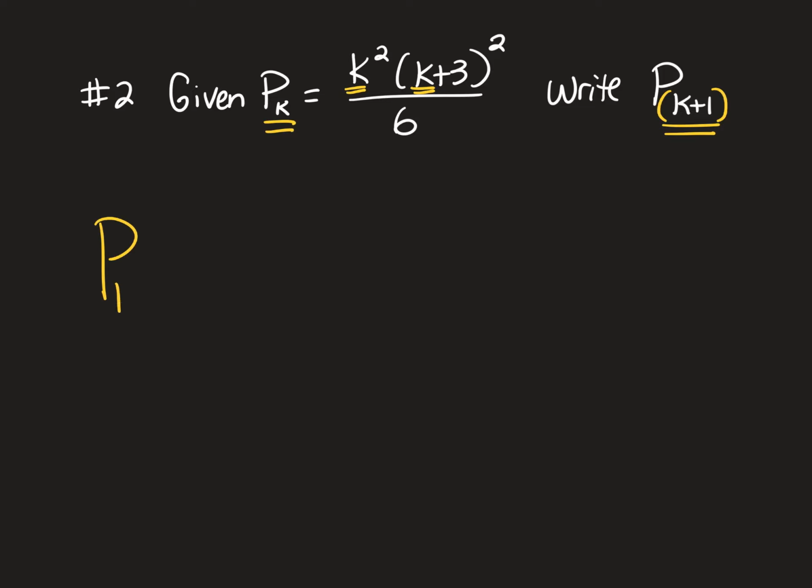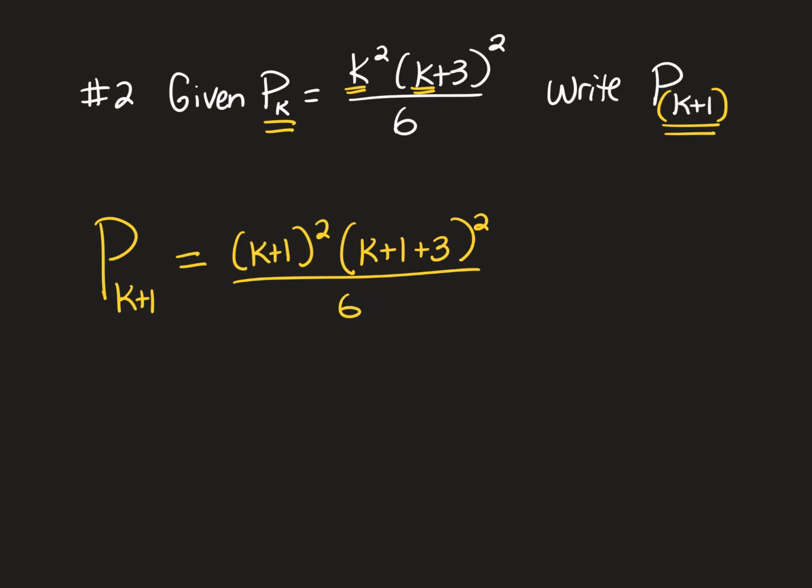Okay, so p sub k plus 1 is going to be this expression, just instead of k's, I'm going to write k plus 1. So this would become k plus 1 squared times, and now we're going to do k plus 3, but we're going to say k plus 1 plus 3. So it really becomes this: k plus 1 plus 3 squared all over 6.